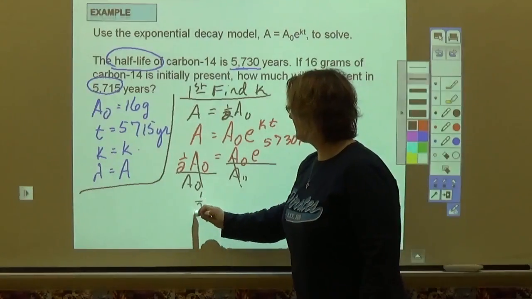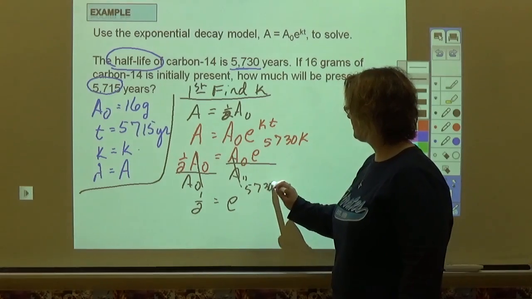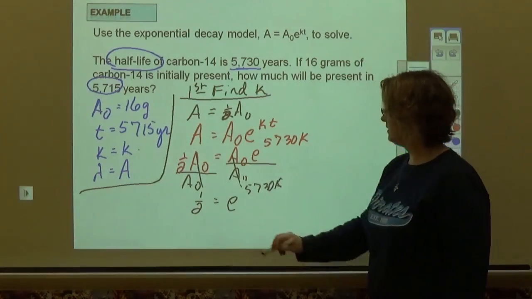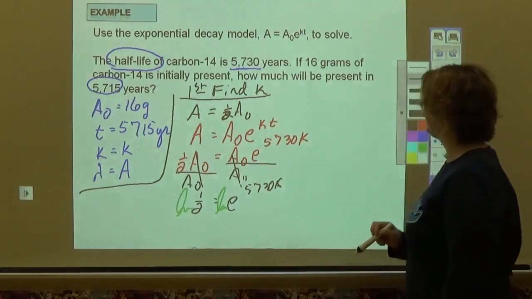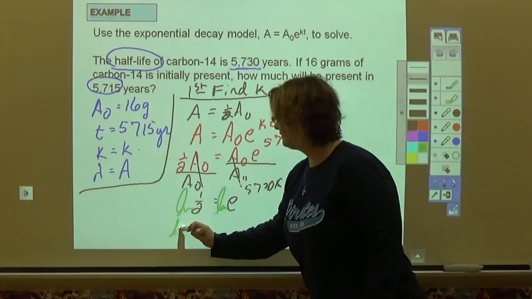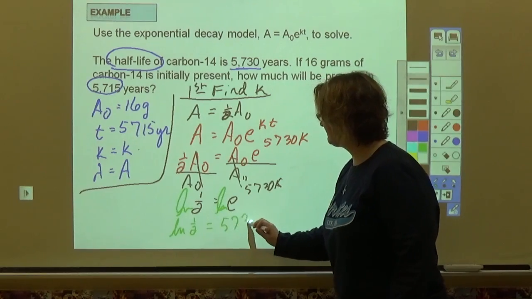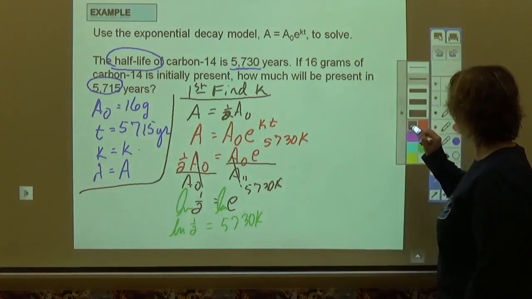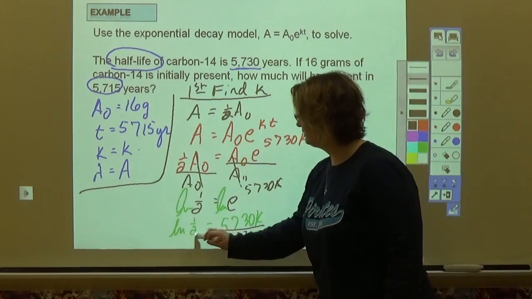So we get 1/2 equals e to the 5,730k. Okay. Do natural log on both sides. So we end up with natural log of 1/2 equals 5,730k. Divide by 5,730.